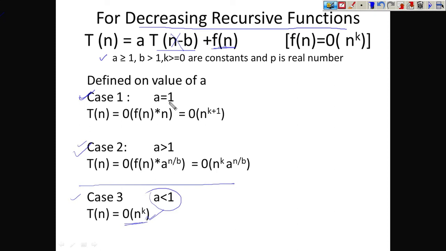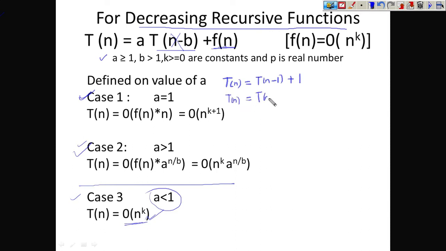Case 1 says when a equals 1. So when this value is 1, then simply you have to multiply n into whatever the function is given to you. So here the function is n^k, and we multiply n, so you get big O of n^(k+1). What does it mean? It means if we have a function of this kind, for example, T(n) equals T(n-1) + 1, here a is actually 1, b is also 1. So again I can write some more functions and we'll see how it works.